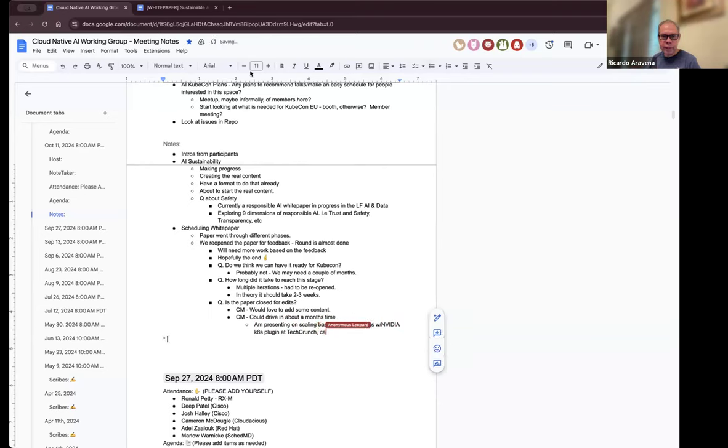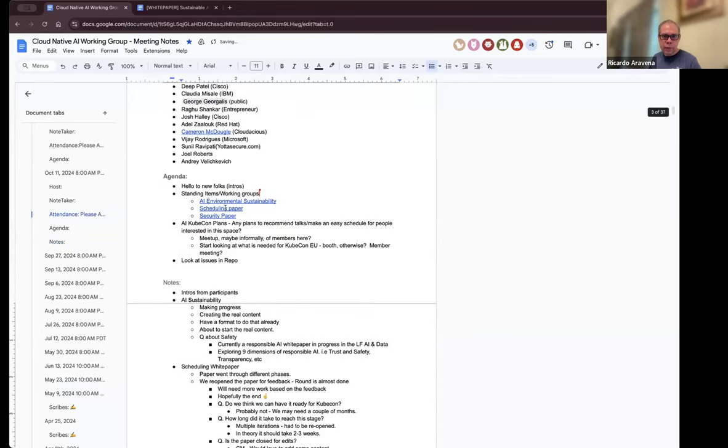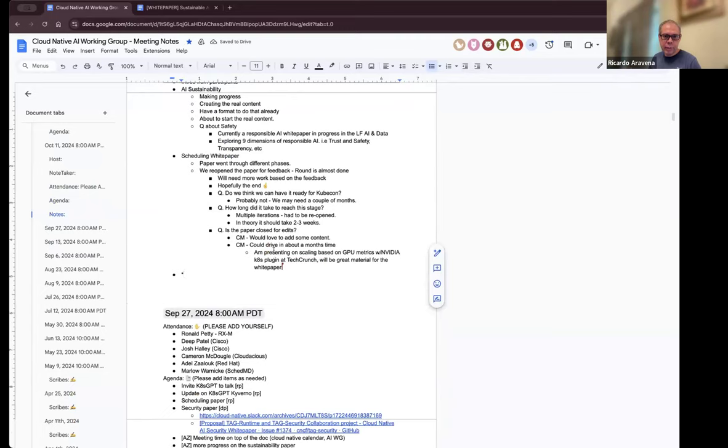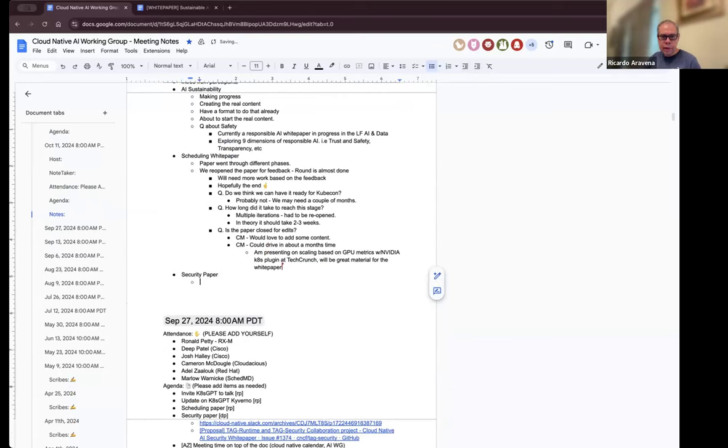Anybody else have any other comments? So we can move on to the next item, the security paper. And I think we have some people driving this paper already.